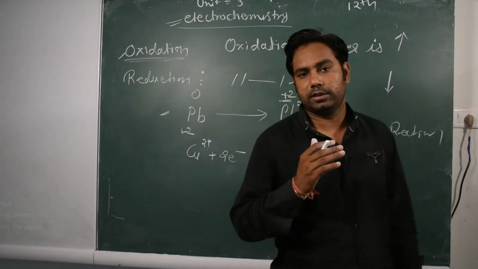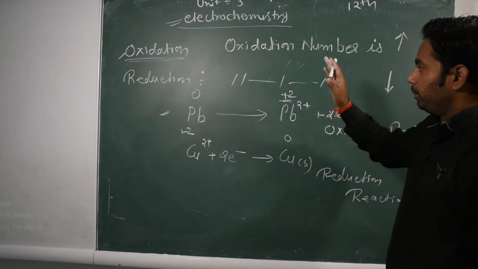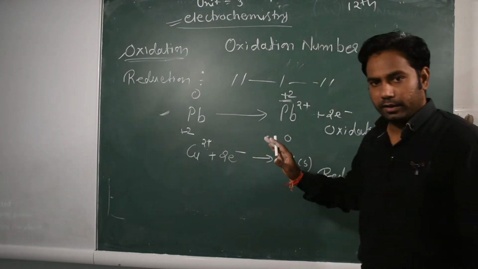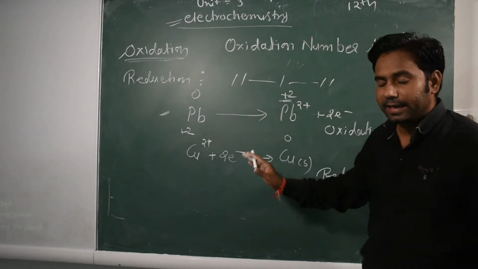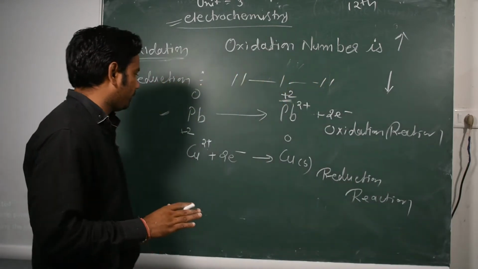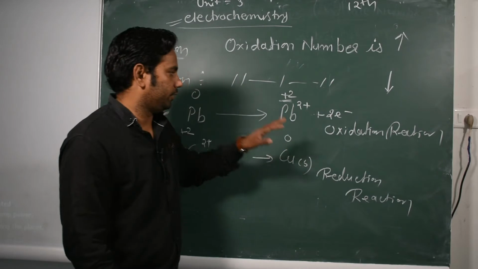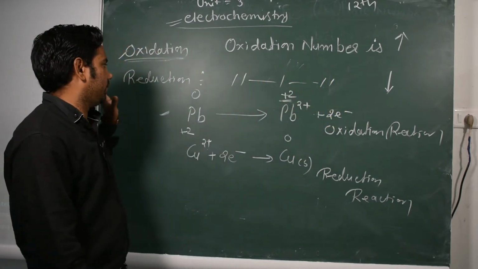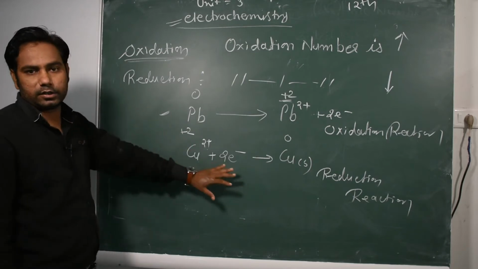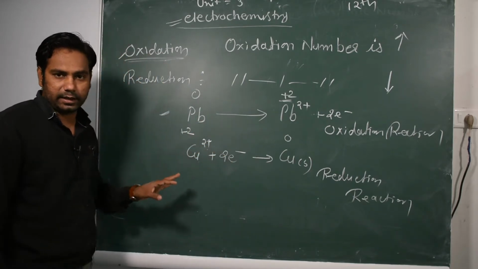In an oxidation reaction we show the electron on the product side, but in reduction we show the electron on the reactant side. Remember this point. In oxidation we show electrons on the product side. In reduction reaction the electron is shown on the reactant side.